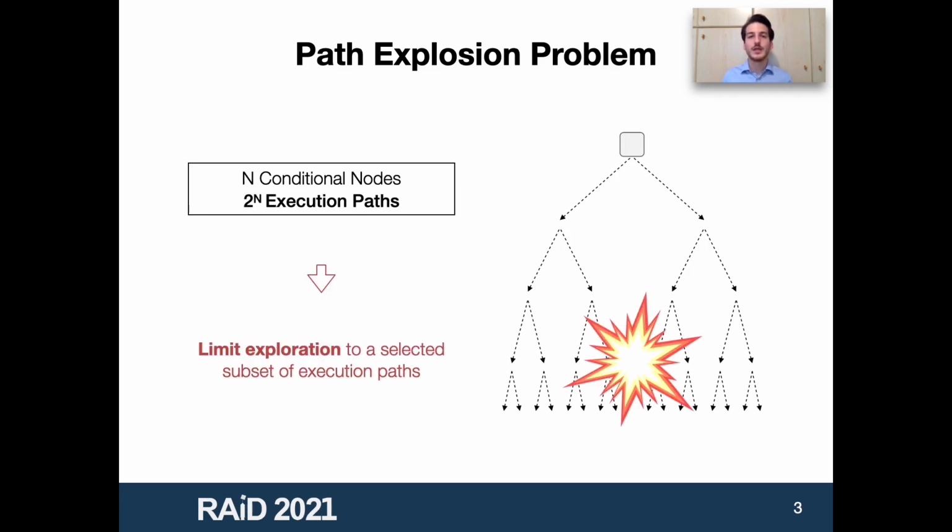As a result, after exploring n conditional nodes, we will have forked, in the general case, 2 to the power of n execution paths. But our time and resources are limited, and we cannot afford to explore exhaustively the whole program. So, for this reason, we will have to limit our exploration to only a selected subset of the execution paths.